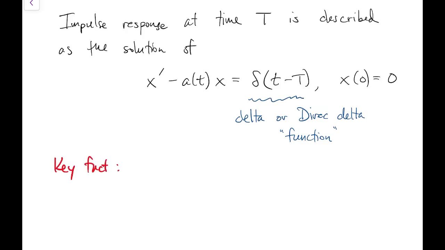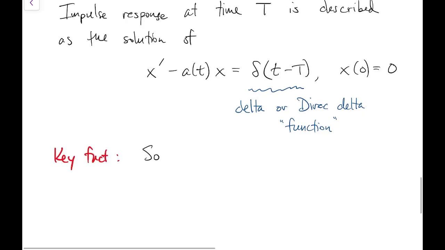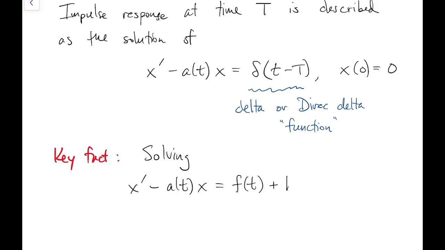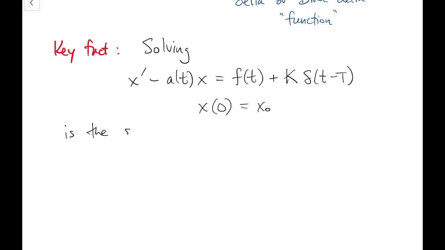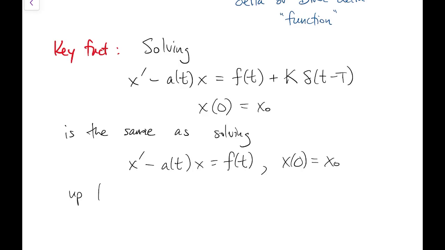The key fact of solving a problem with impulse forcing is to just generalize the earlier derivation. So if our forcing includes k times delta of t minus capital T, then the solution gets an instantaneous jump of size k at time capital T. And that's the only effect of the delta. So we can again use a piecewise strategy for solving the problem.